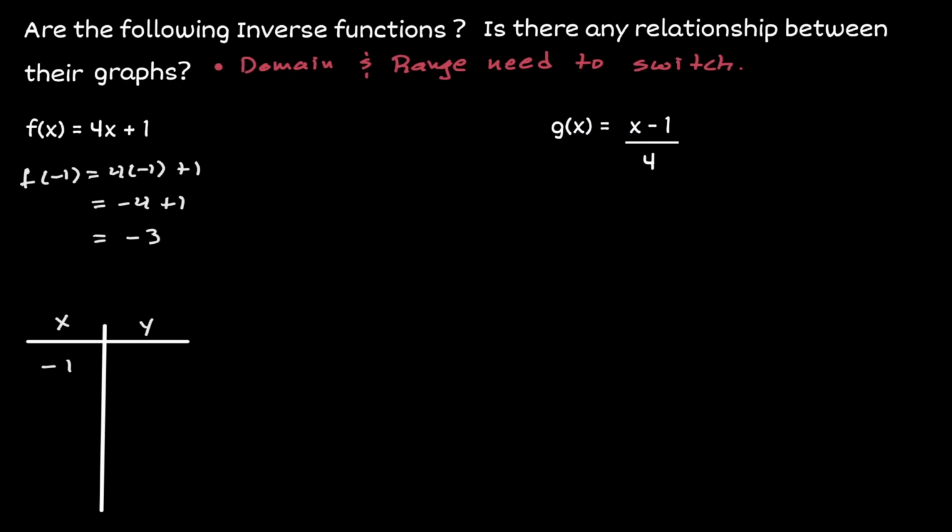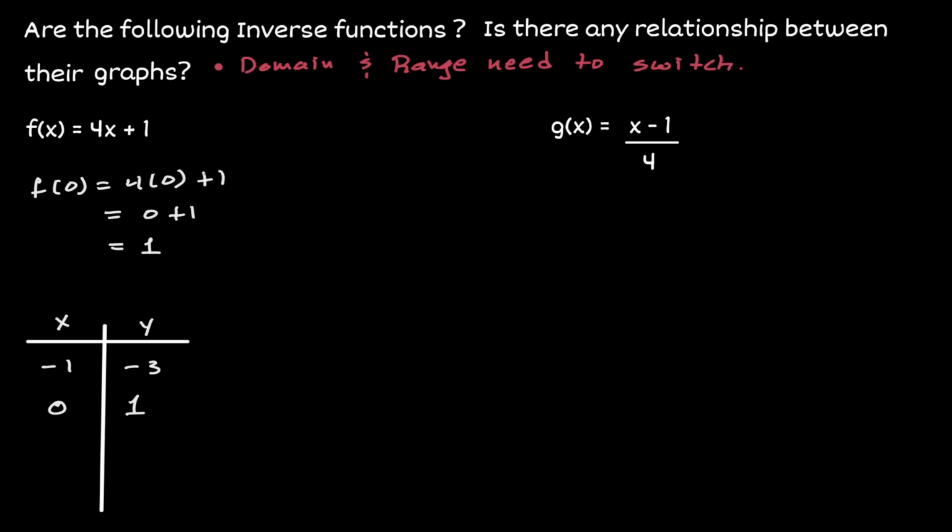When we plug in the value of -1, the output is -3. Let's choose another value, let's choose 0. Let's plug 0 into our function. Then the output is 1. Let's choose one more number. Let's choose the value of 1. Now let's plug it into our function. Then the output is 5.